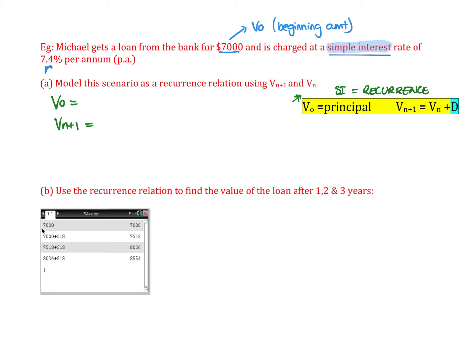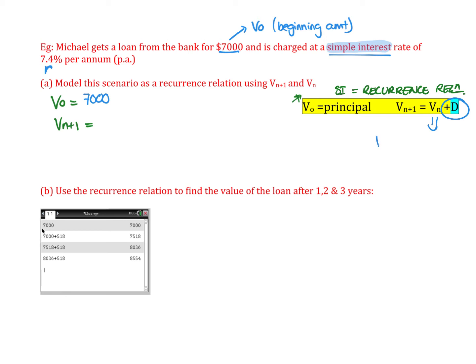I'm just abbreviating that there. So we have to write the V0, the original amount. I can see up there it's 7,000. And then the next thing I have to do is write this formula. And remember, I said D's the only thing you have to calculate, and it's highlighted blue for that reason.